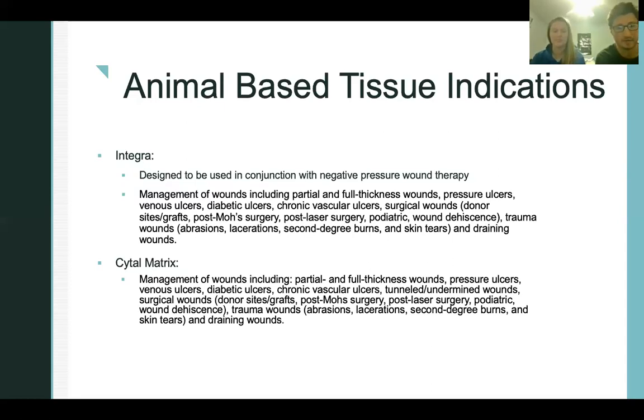The Cytal matrix would be used for management of wounds, including partial and full thickness wounds. Same deal, pressure, venous, diabetic, and chronic vascular ulcers. Difference here from Integra, tunneled and undermined wounds, and then surgical wounds, just like Integra, and then traumatic wounds such as abrasions, lacerations, and second-degree burns as well.